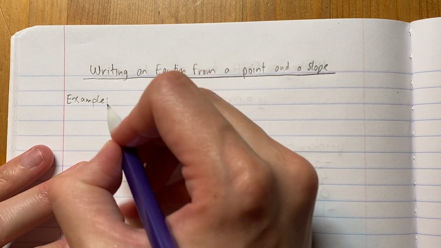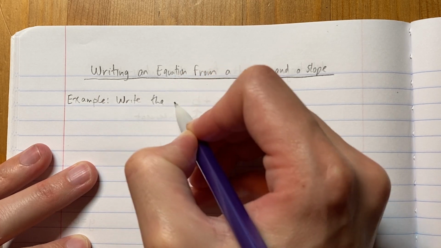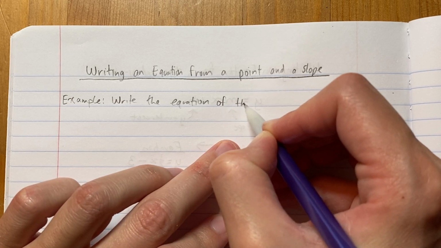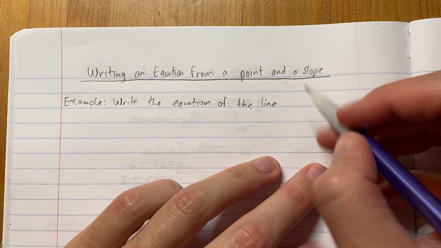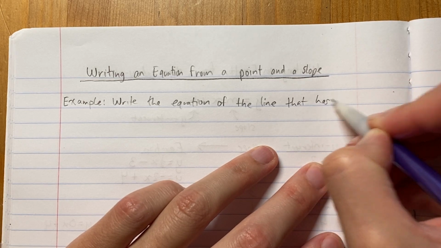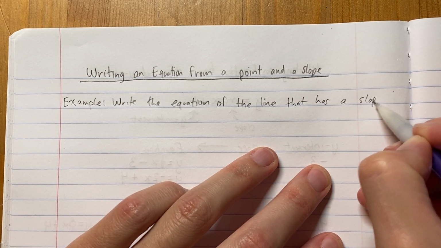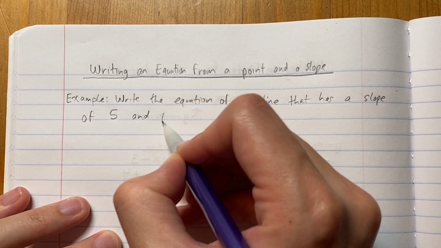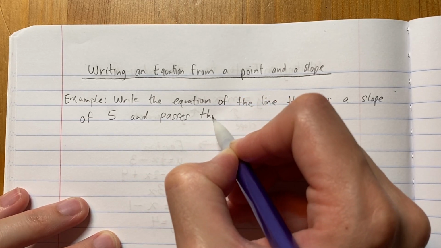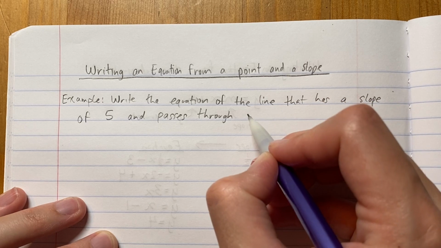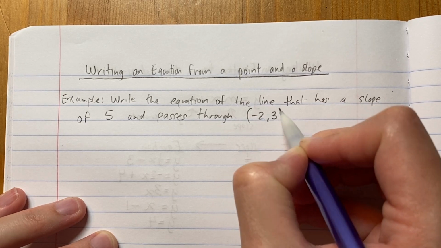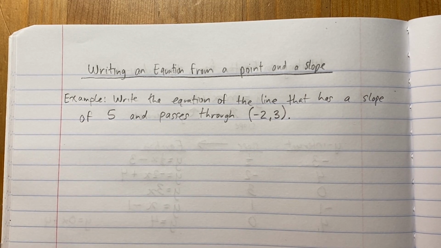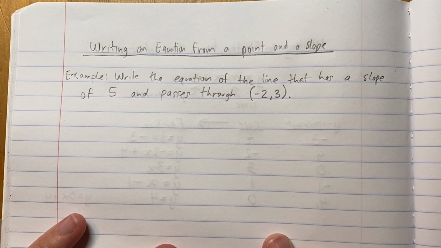And the problem will look like this. Write the equation of the line that has a slope of 5 and passes through this point, -2, 3. Okay? Go ahead and pause and copy that so that you're caught up on copying so you can pay attention to the process. Okay, here's how we do this.